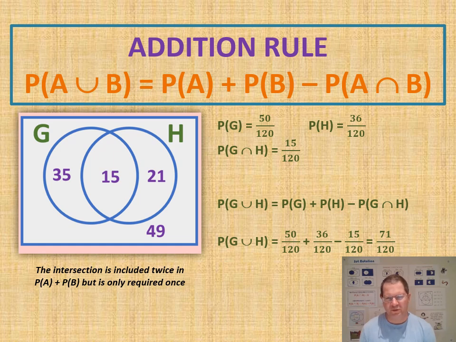So that's all the rule is really saying: the union of G and H is the same as G and H added together, but you'd have to get rid of any intersection. If this was mutually exclusive events, then the intersection would be 0, and we would simply be saying that the union would be G and H added together. And you can see it in the sum: 50 over 120 plus 36 over 120 minus 15 over 120 is equal to 71 over 120. And if you're wondering why it's called the addition rule, it does contain a plus right in the middle.